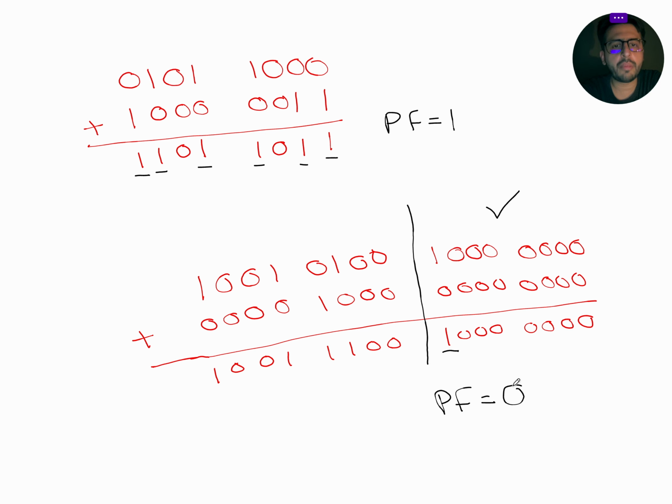In case all the bits in the given result are 0, then still the parity flag will be 1, as the number of ones in the given data will be 0 and 0 is an even number. Do remember, for every zero flag equal to 1, the parity flag is also 1.